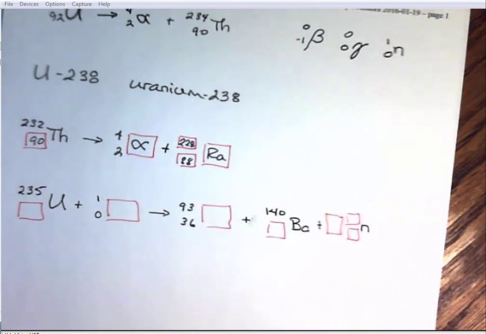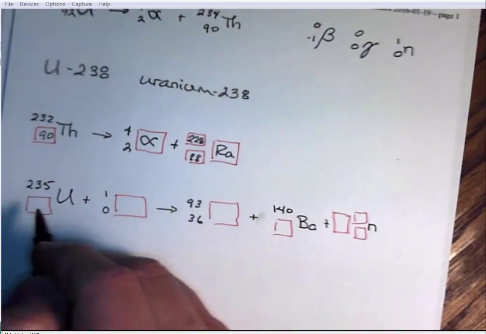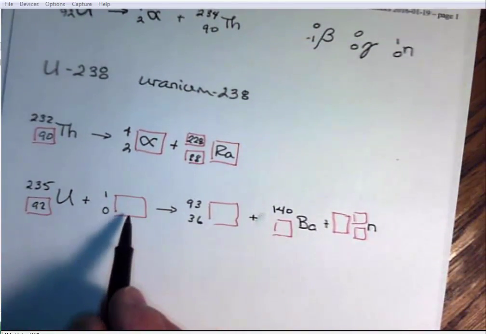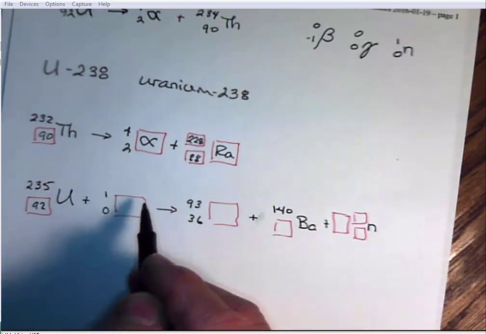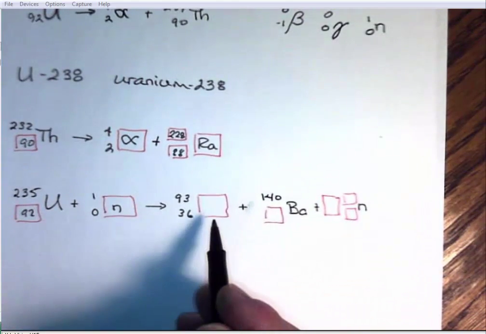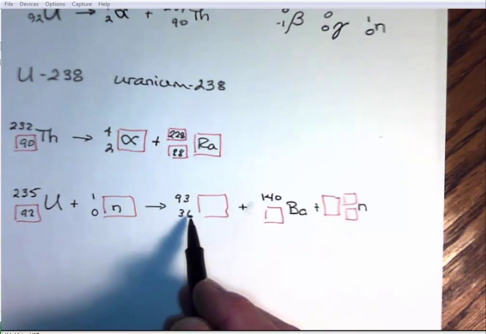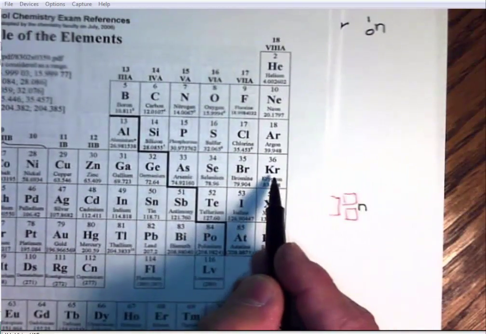All right then, let's see. Uranium has an atomic number of, just to make sure everybody understands, it's coming from this number here, 92. The only particle that has an atomic mass of 1, an atomic number of 0 is a neutron. We had it up here. Okay. Now then this atomic number here tells us what this element's going to be, so we just look on the periodic table and see that we have krypton.